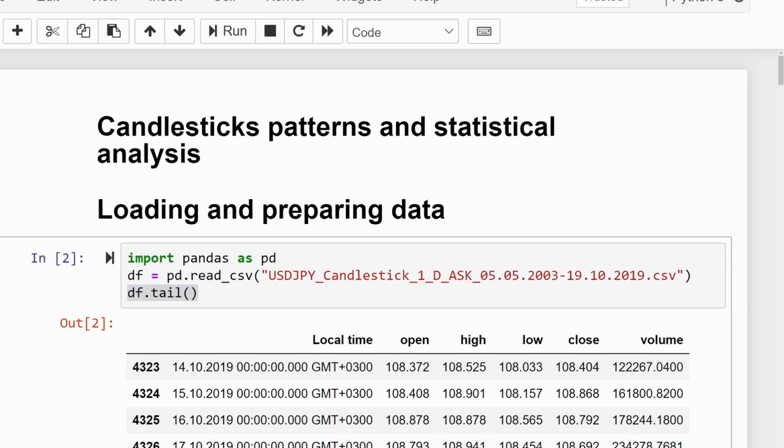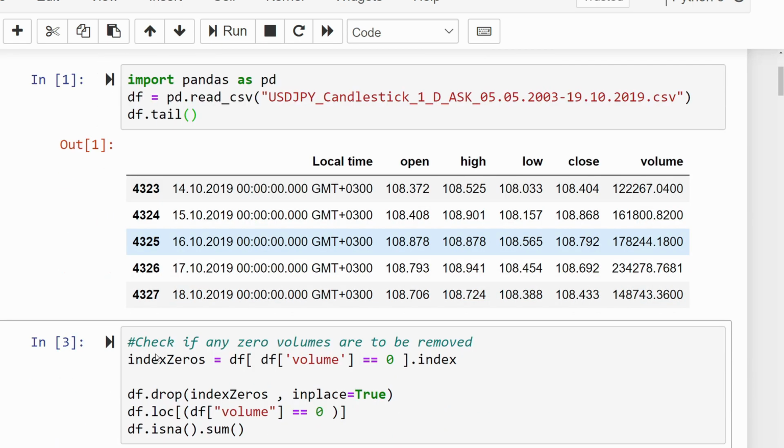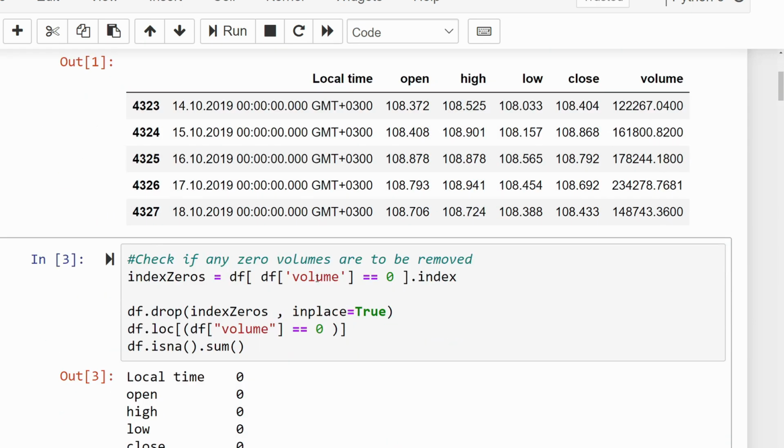So here we have 4,327 rows. And then I will test if any candlesticks have volumes equal to 0, because these are days where you had something wrong. It's either something wrong with the data itself. So these I'm gonna get rid of. And as you can see, we don't have any candlesticks with 0 volume.